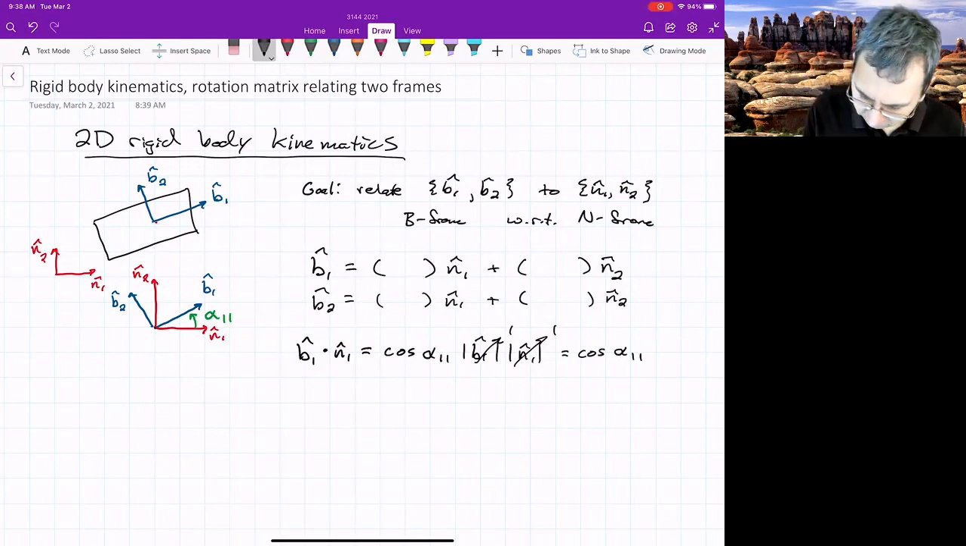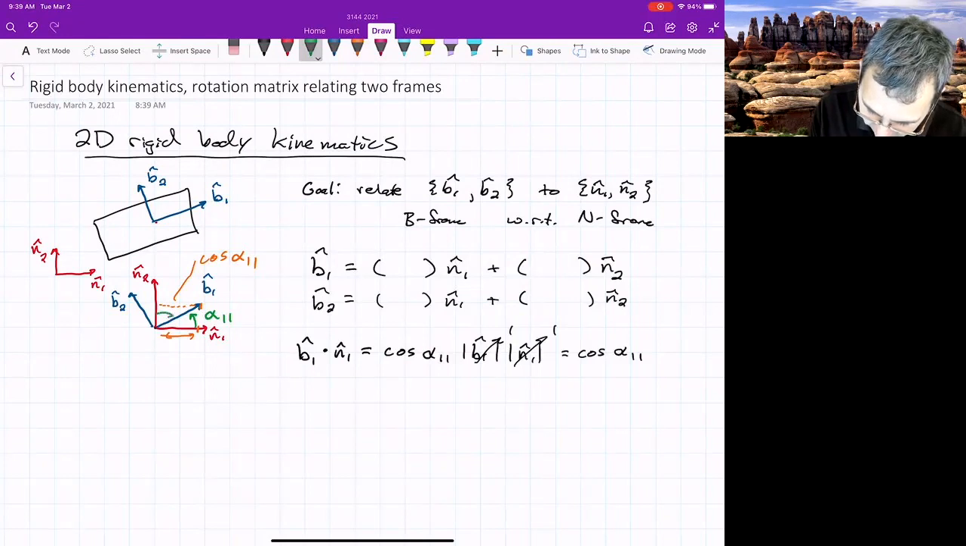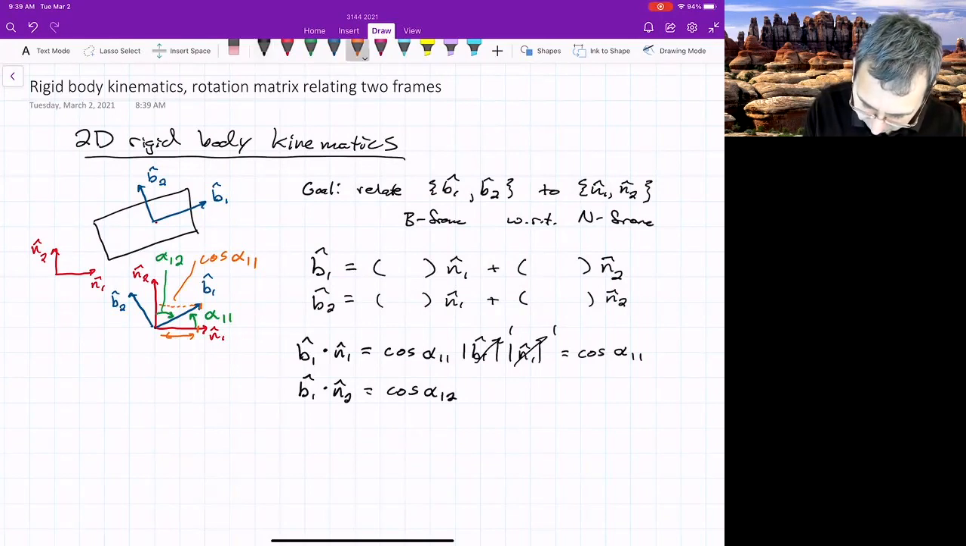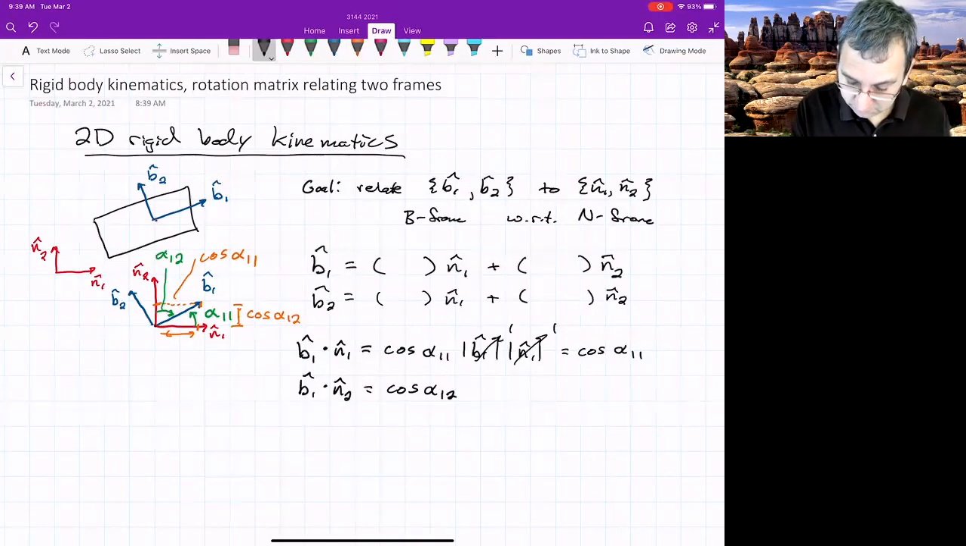And how would we represent that here? That means the projection of B1 onto N1. If you were to take this and project it onto here, it's this distance, but we'll write it up there. So it's like the component of B1 along the N1 direction. So this is cosine alpha 1, 1. We could describe this other angle as alpha 1, 2. So B1 dotted with N2 is cosine alpha 1, 2, and that describes the projection of B1 along N2. In this case, I've made it smaller, so it'd be this distance here, cosine alpha 1, 2. And we could do the same thing for B2.